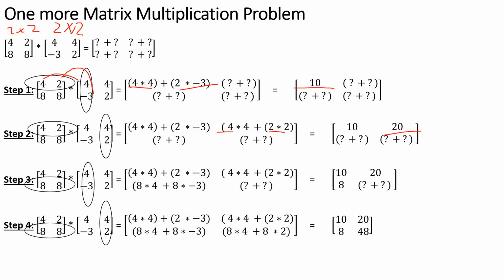Second, I've touched every column I can in my first row. On my second row, 8 times 4 is 32. 8 times negative 3 is negative 24. 32 minus 24 is 8. And then second row times second column, 8 times 4 is 32. And then 8 times 2 is 16. 32 plus 16 is 48. So there is my final answer.